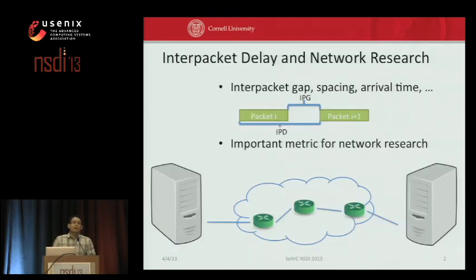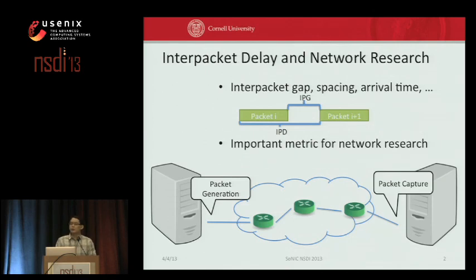So interpacket delay, which is defined as the timing difference between the first bit of two subsequent packets, has been widely used for network research for a very long time. For example, we can create certain patterns of packets being generated, and we can use interpacket delays to capture and analyze packets that are captured. And we can use this information to characterize network components such as switches and routers, or even the network itself.